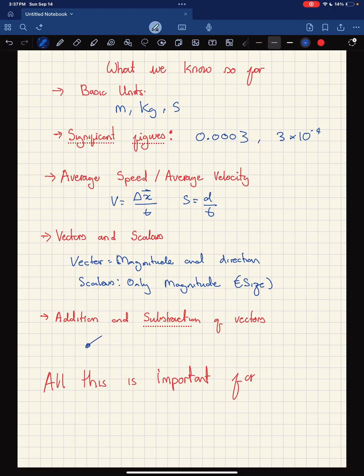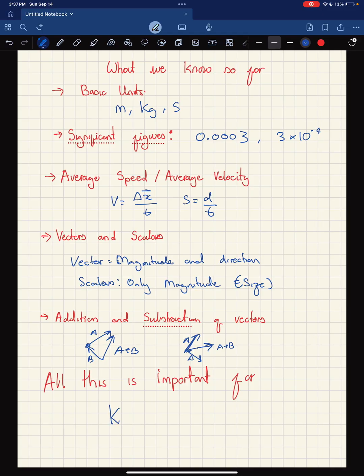Addition of vectors, we got the tip to tail. Let's have vector A there, I have vector B, then I can go tip to tail, and then A plus B. We also have the parallelogram method as well. If I go there, I go there, and then if I have A, B, then A plus B, here's my vector.